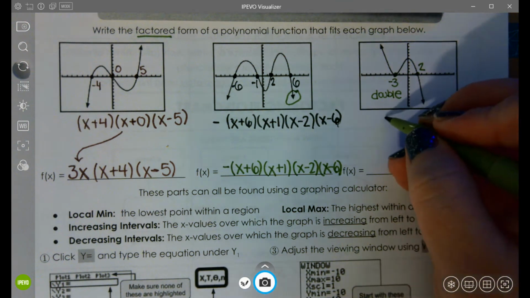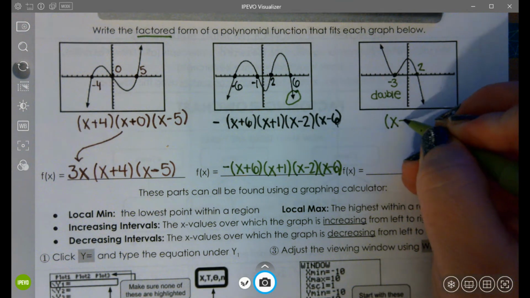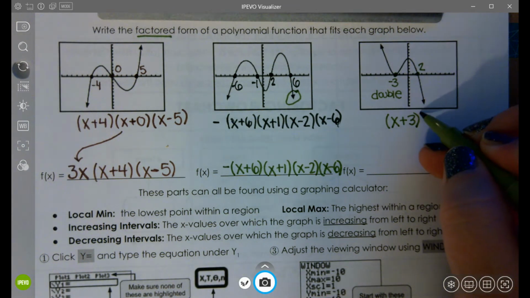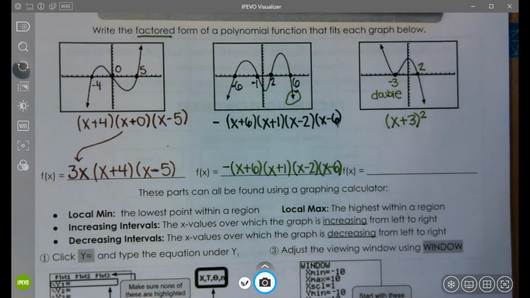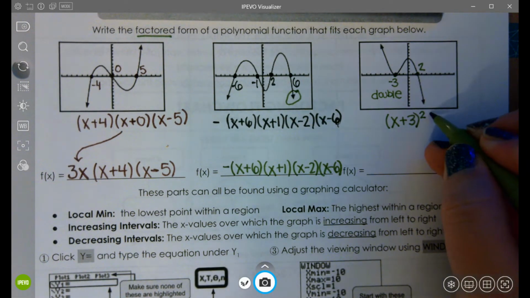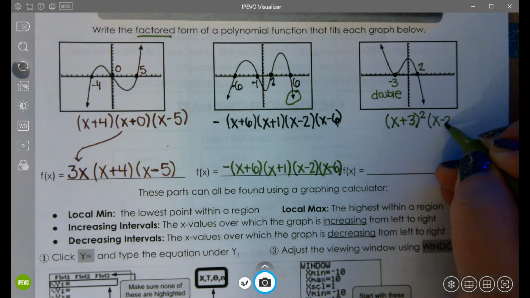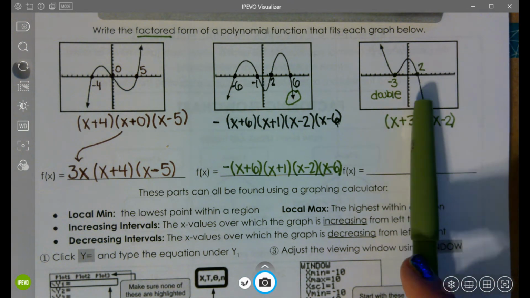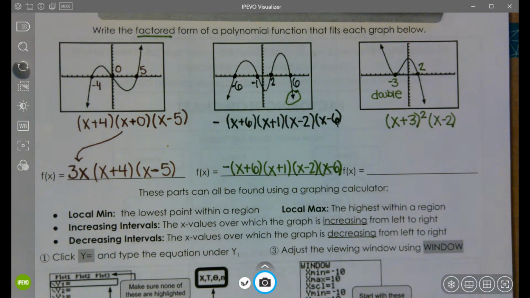So when I go to put it in its parentheses, x plus 3, always the opposite, I need to put a little 2 on the outside to show that it's a double. And then this one is going to become x minus 2. It does not get an exponent because it goes all the way through. We could put an exponent of 3 on it if we wanted to, because any odd exponent will go all the way through like that.